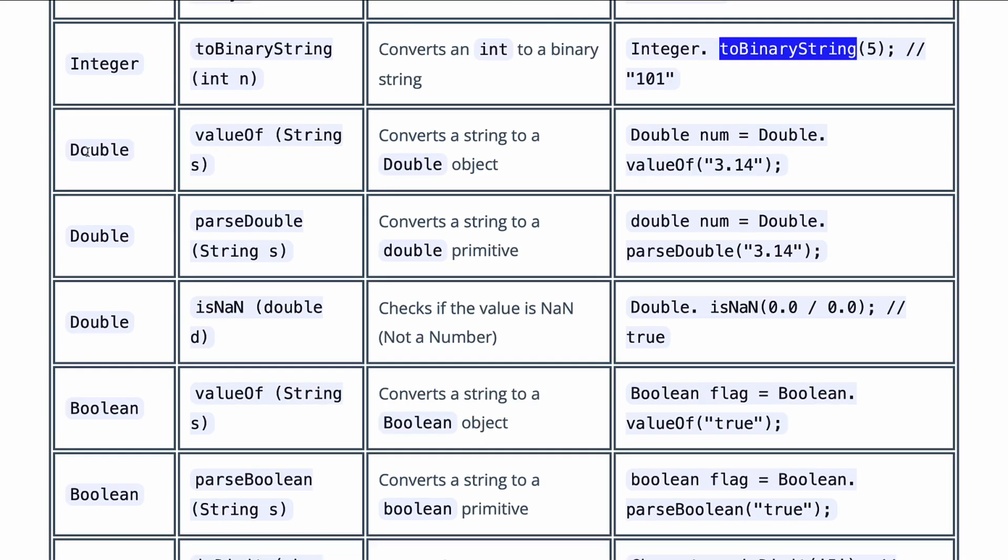You have similar methods for double as well: valueOf, parseDouble. isNaN is "not a number". For example, 0.0 divided by 0.0 is not a number. So you can find if something is not a number by using the isNaN function.